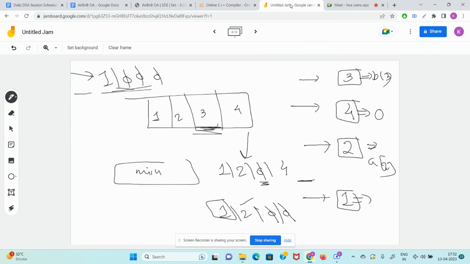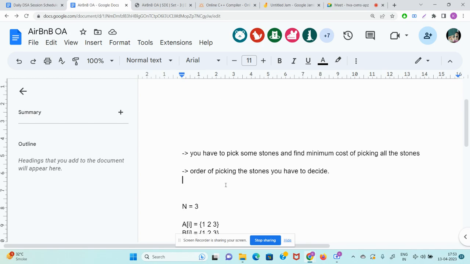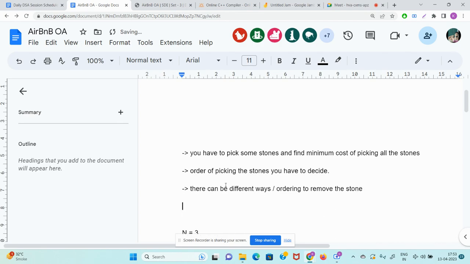So, guys, now you understand the problem, right? There can be different orderings, different ways to remove. Does everybody agree? Start writing yes. There can be different ways or orderings to remove the stones, and one of them will give you the minimum cost.